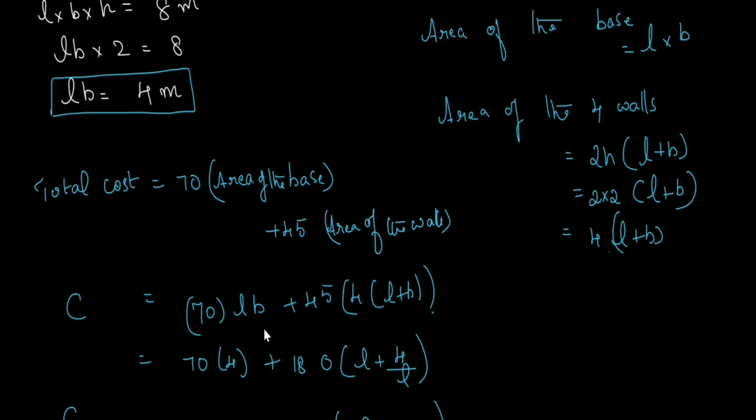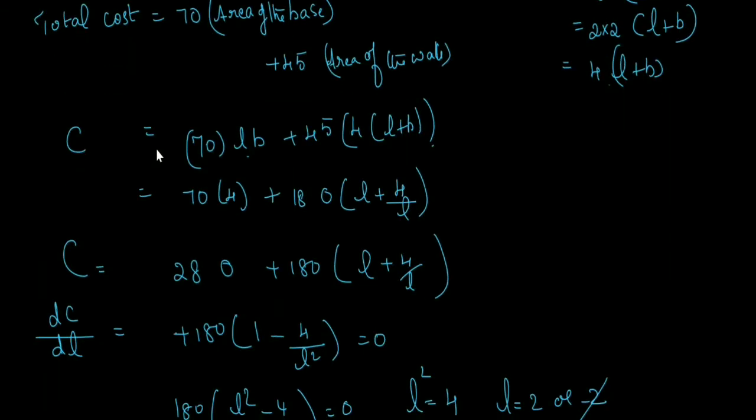So for the cost, you have 2 variables. When you are differentiating you need only 1 variable, so we have to convert this into 1 variable. How do you convert? From here, B is 4 by L. So cost is 280 plus 180 times L plus 4 by L. So we got this cost. The question says the cost is least, that means the cost is minimum.